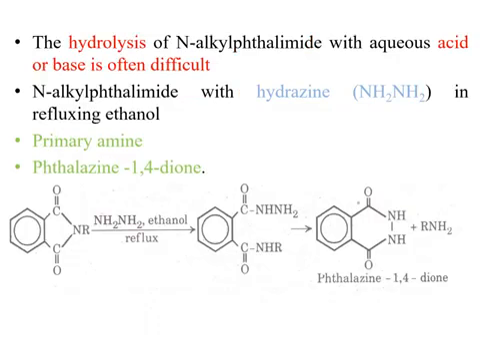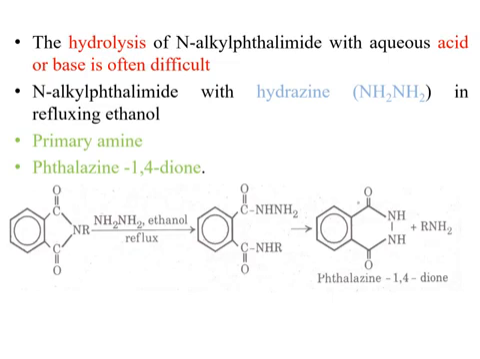The hydrolysis of an N-alkyl phthalimide with aqueous acid or base is often difficult. It is often more convenient to treat an N-alkyl phthalimide with hydrazine in refluxing ethanol to give a primary amine and phthalazine-1,4-dione. Here a new term, that is reflux, is being used.